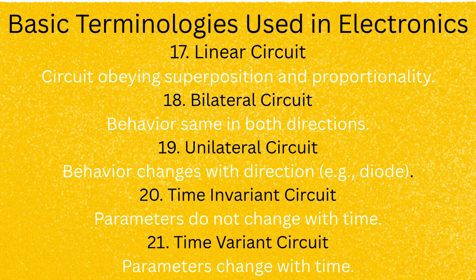17. Linear circuit, circuit obeying superposition and proportionality. 18. Bilateral circuit, behavior same in both directions. 19. Unilateral circuit, behavior changes with direction, e.g., diode.